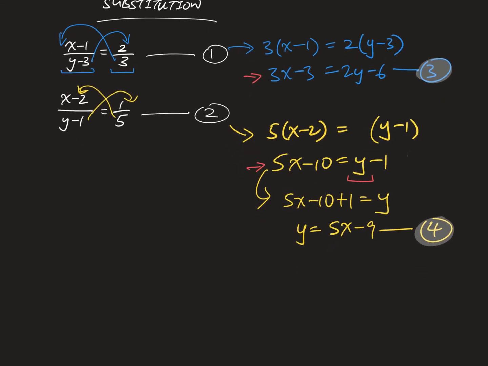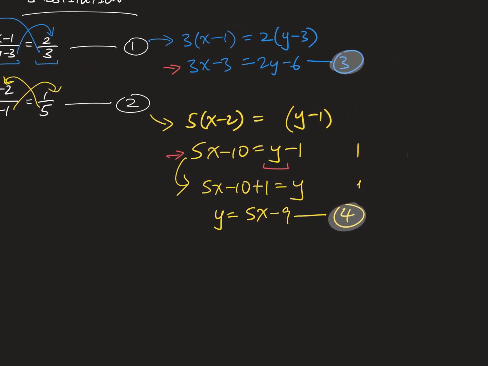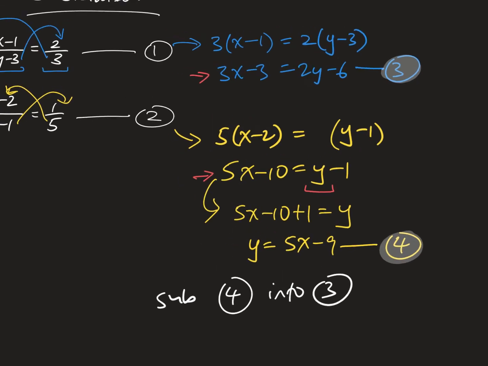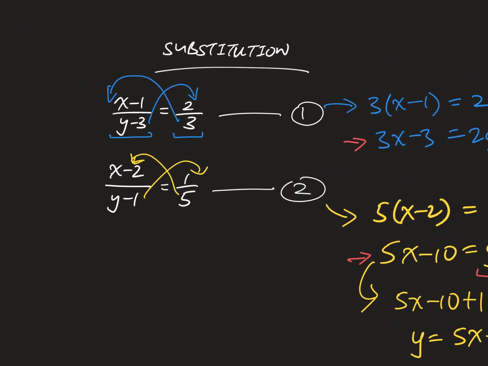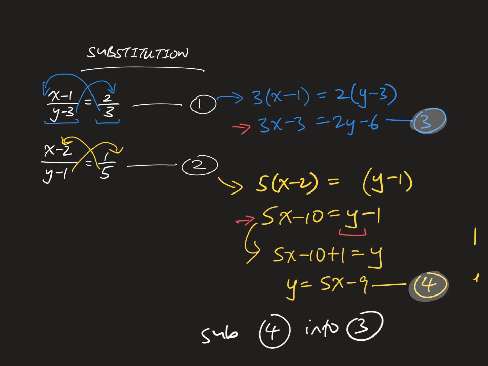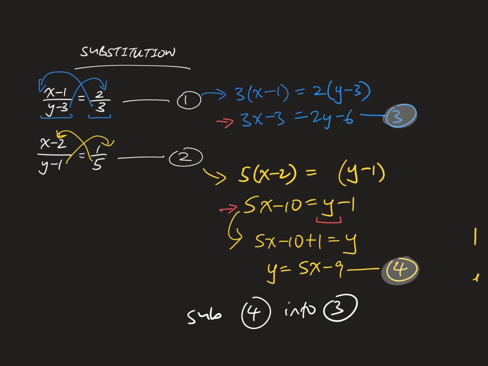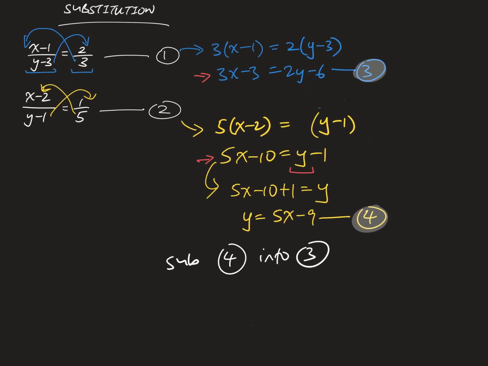So let's do that now. Let's substitute equation 4, where y is the subject, into equation 3. Now you may ask, why don't you substitute equation 4 into equation 1? Well, you can. You'll get the same answer, but it's more difficult because you have a lot of fractions to deal with. So the very reason why we cross-multiplied was because we wanted to get rid of the fractions, express it not as fractions, and then we solve.